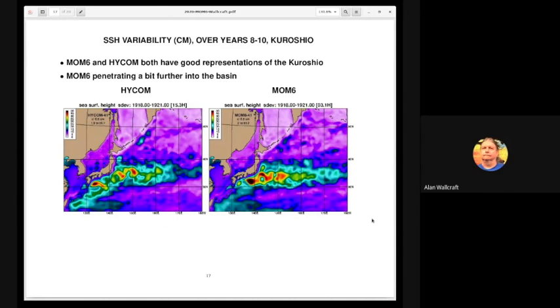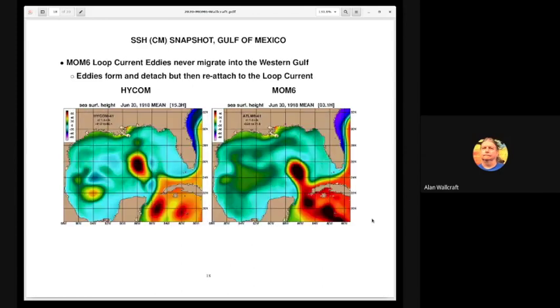Now, to a large extent, the Kuroshio is easier to get right in global ocean models than the Gulf Stream. There are some states you can get into within the Kuroshio which are not realistic, or not realistic when you get stuck in them. But generally speaking, it's easier to model the Kuroshio. And in this case, both models seem to be doing fairly well on the Kuroshio. And again, MOM6 is penetrating a bit further into the basin. This would have been easier to illustrate with a movie, but I wasn't sure that was going to work.